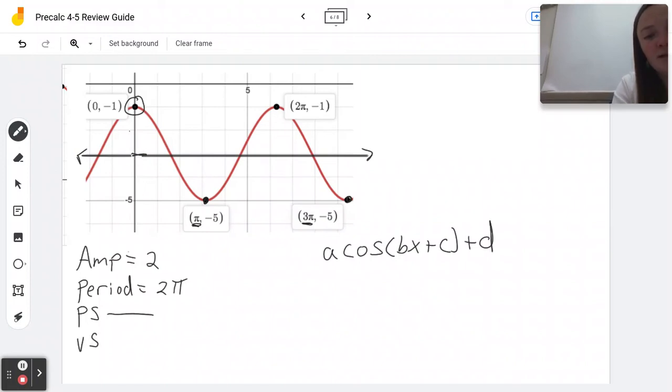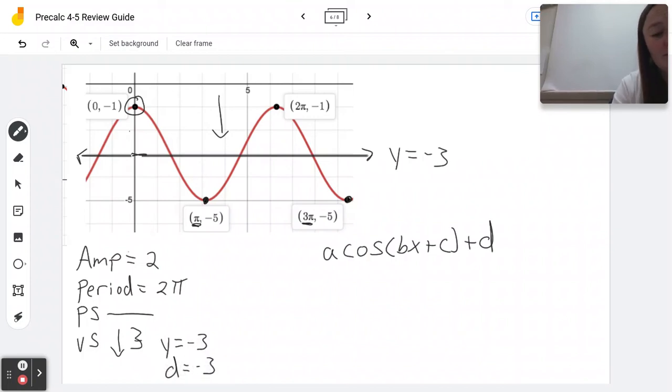Yes, we do. We can see we went down here. This is actually down -1, -2, -3. This is y equals -3, this line. So our vertical shift means we're going down 3, which means our midline should be y equals -3. Or we could say our d value is -3.